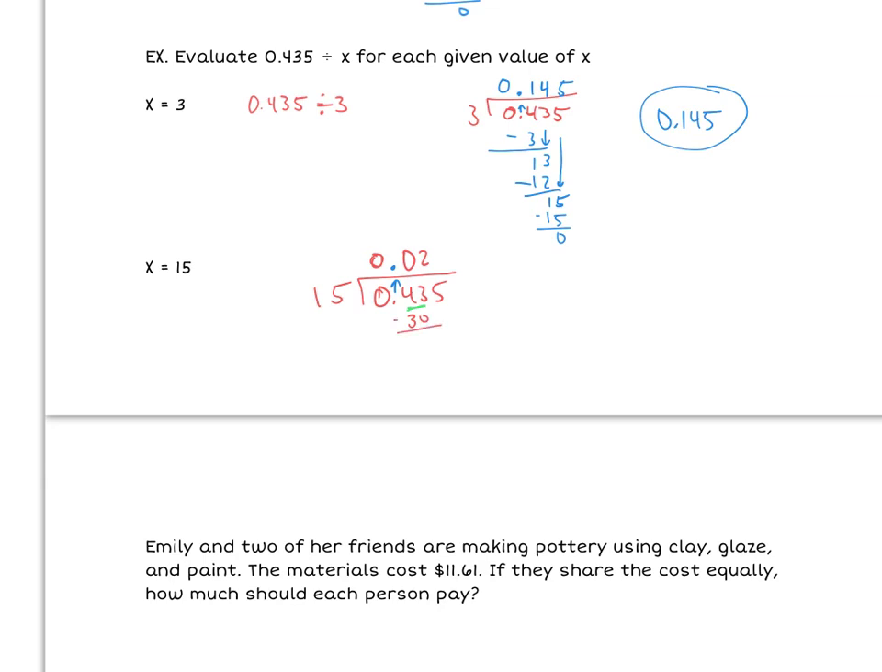How did you get 3? 3 times it'd have to be 45. Oh, yeah. So 43 minus 30 is 13. Bring down that 5. It's a hard one.